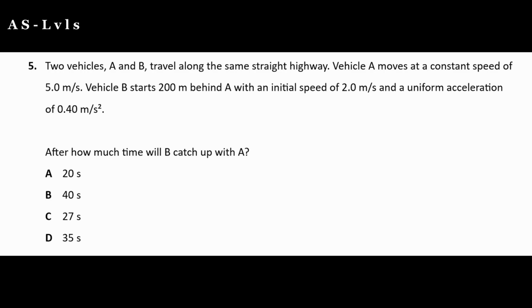Question 5. Two vehicles, A and B, travel along the same straight highway. Vehicle A moves at a constant speed of 5.0 meters per second. Vehicle B starts 200 meters behind A with an initial speed of 2.0 meters per second and a uniform acceleration of 0.40 meters per second squared. After how much time will Vehicle B catch up with Vehicle A?